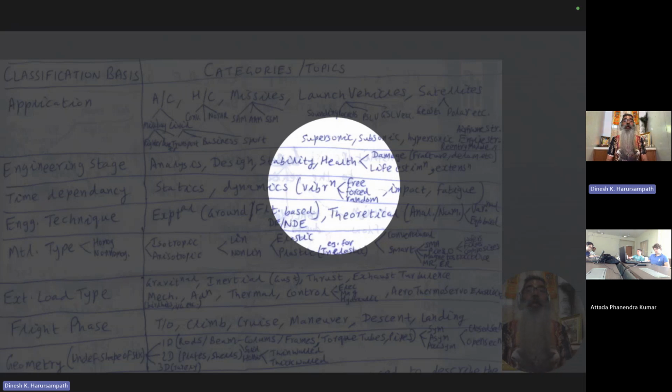And there could be random vibrations because of, let's say, gusts and things like that. And sometimes some of these studies from a theoretical point of view, even when those loads are not occurring, can actually help you as building blocks for a much more complicated scenario that is encountered in reality. That is one kind of dynamic study.